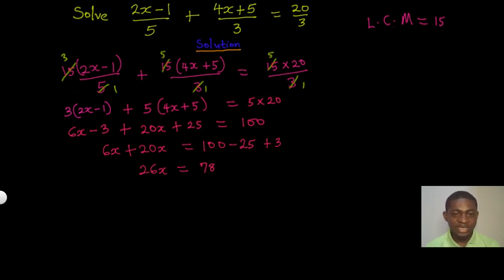So it's getting simplified. Now what we need to do here is to divide both sides by 26. That is, x will now be equal to 78 divided by 26. For a start, you may not be able to work it out directly when you divide this, but you can try dividing through by 2. You can say 2 goes in 26, it gives you 13. Then 2 goes here, that gives us 39.